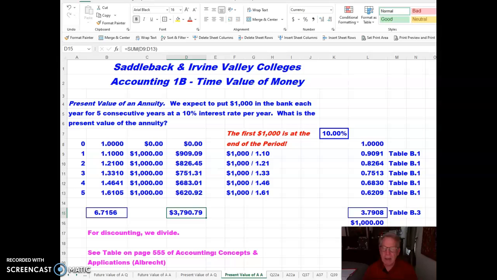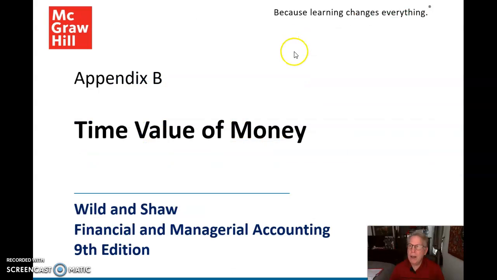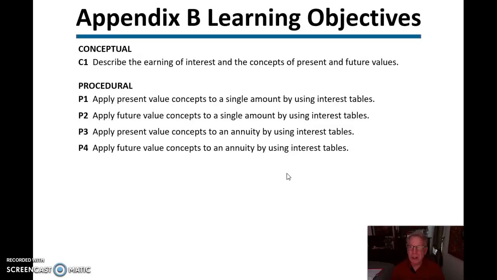So let's take a look at the PowerPoint. Okay, here's Appendix B, shockingly titled Time Value of Money. As we look at this, it's going to show you how we apply our present value concepts to a single amount. That's what I just showed you. And this will amplify that knowledge. The future value concepts to a single amount. And then we have a present value and future value of an annuity using these interest tables. So let's see how we do it using the book way.